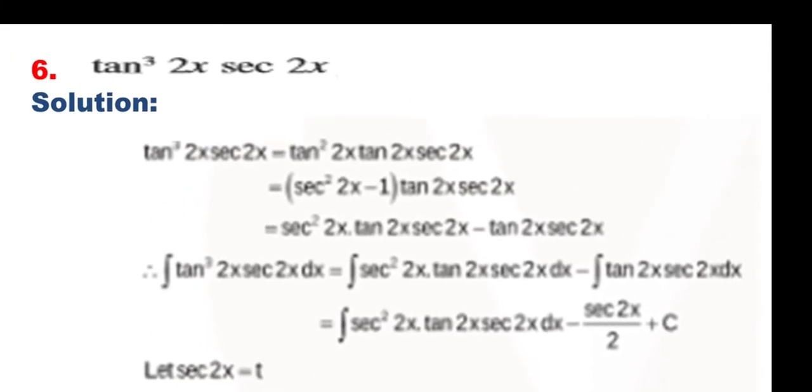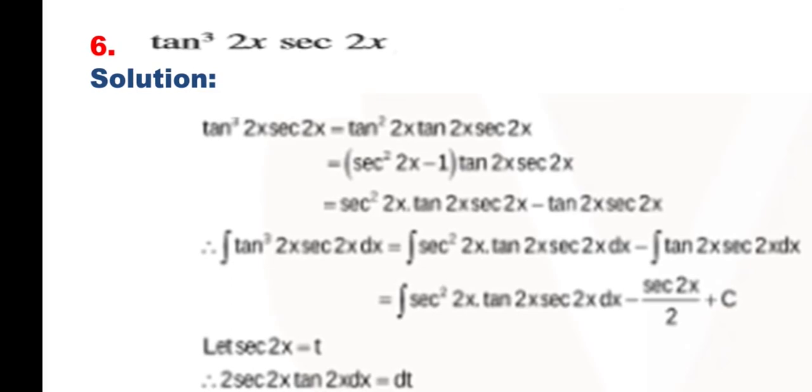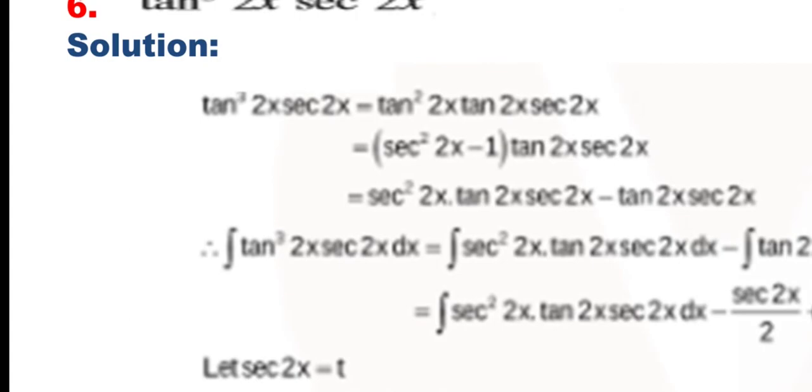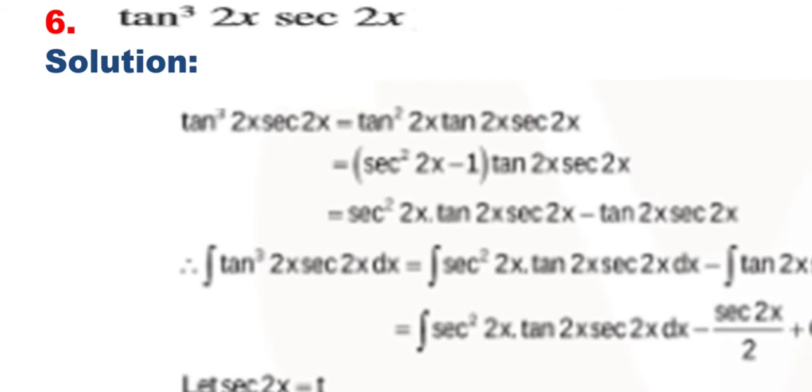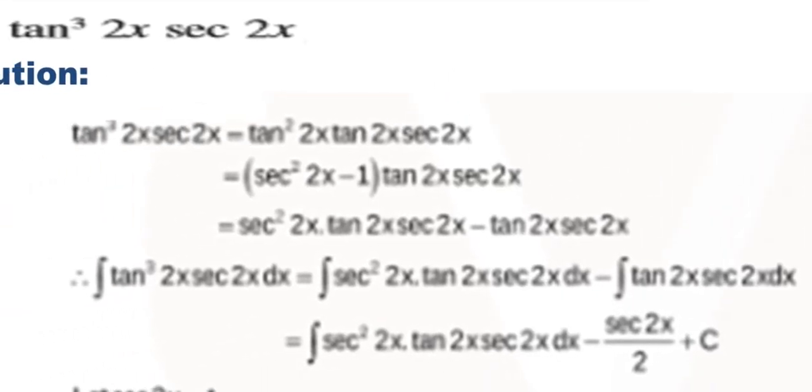The next question is tan cube 2x sec 2x. So students, tan cube 2x can be written as tan square 2x into tan 2x into sec 2x. So we have just broken tan cube 2x as tan square 2x into tan 2x into sec 2x.